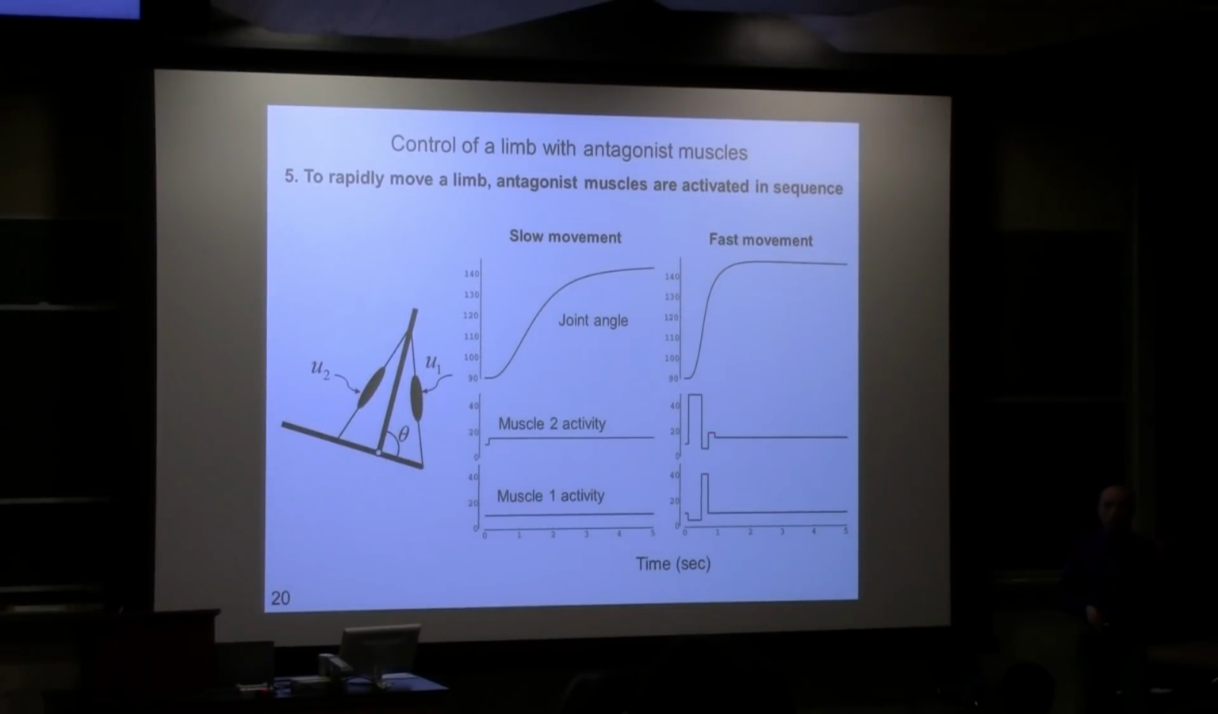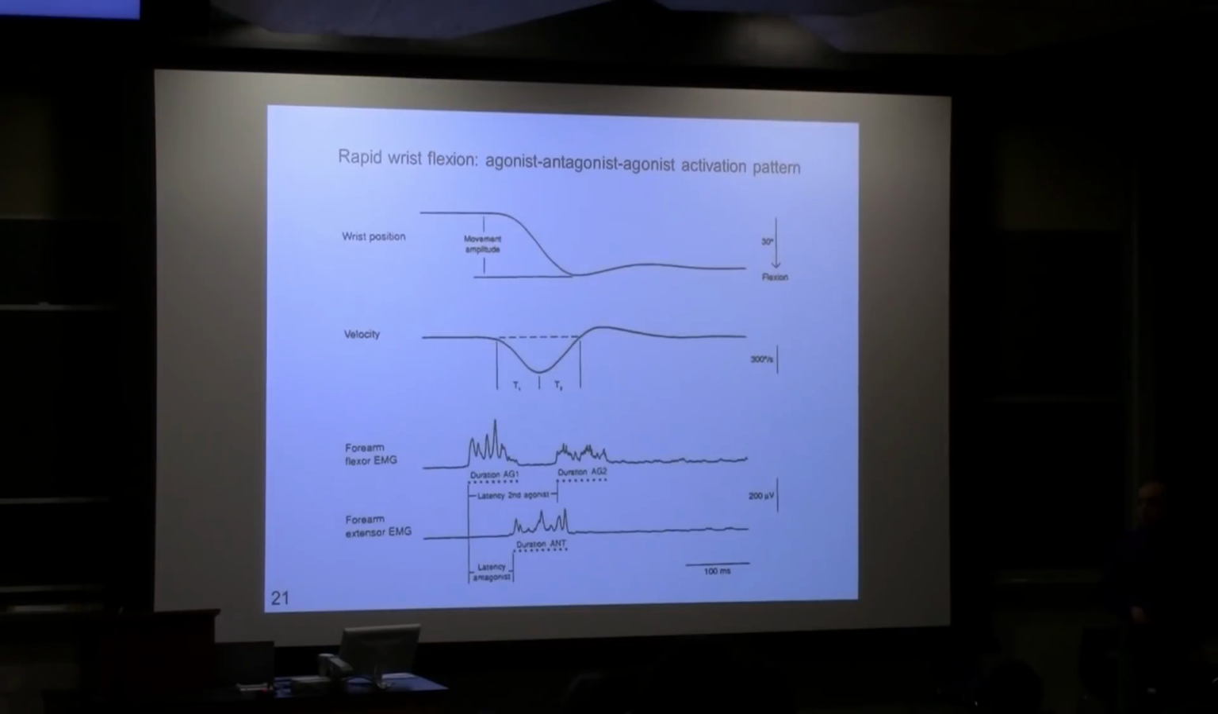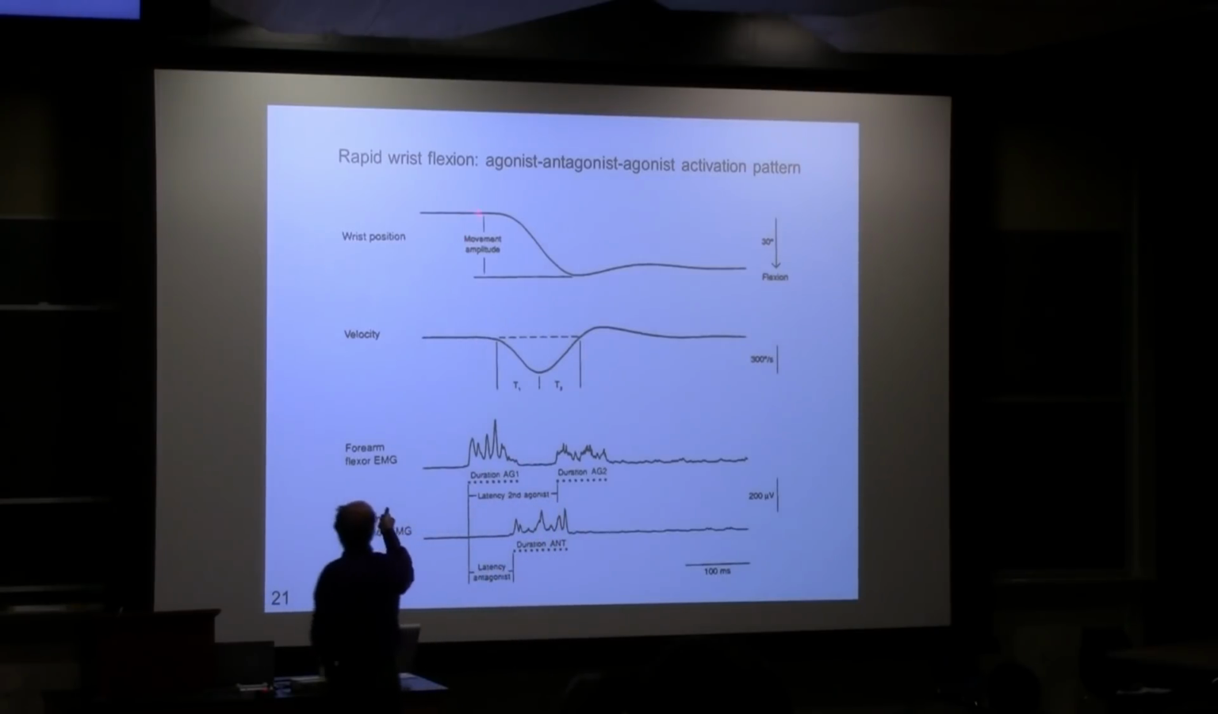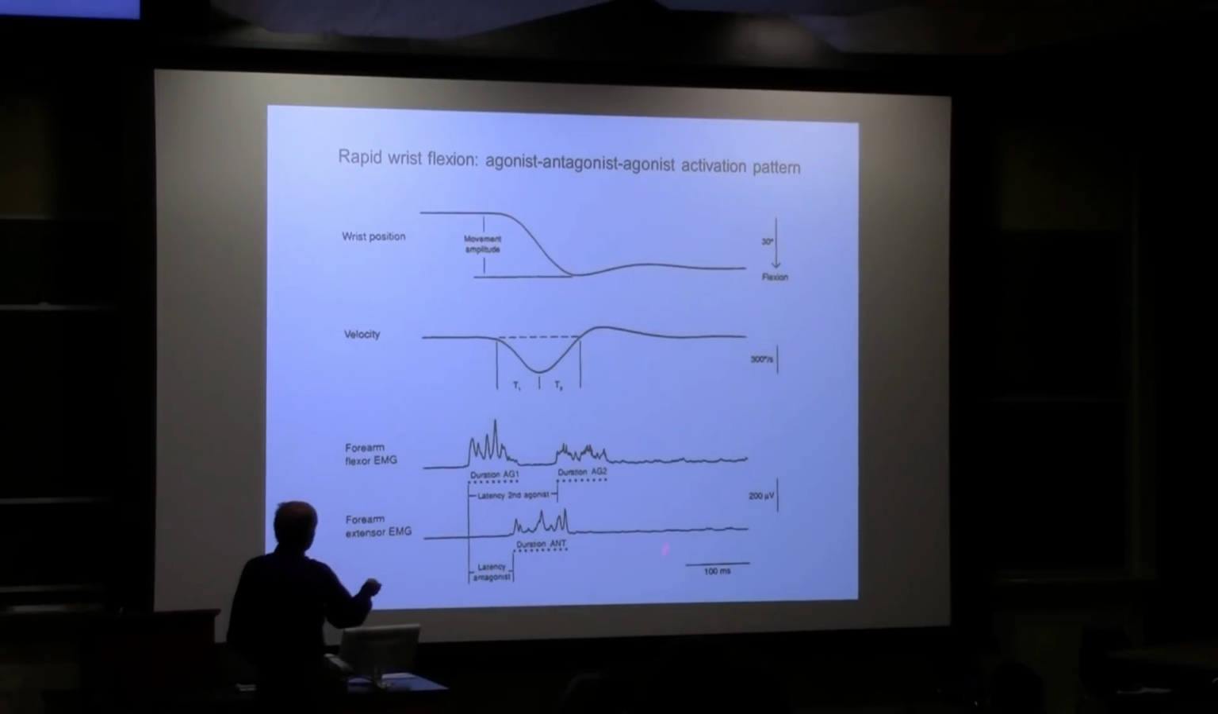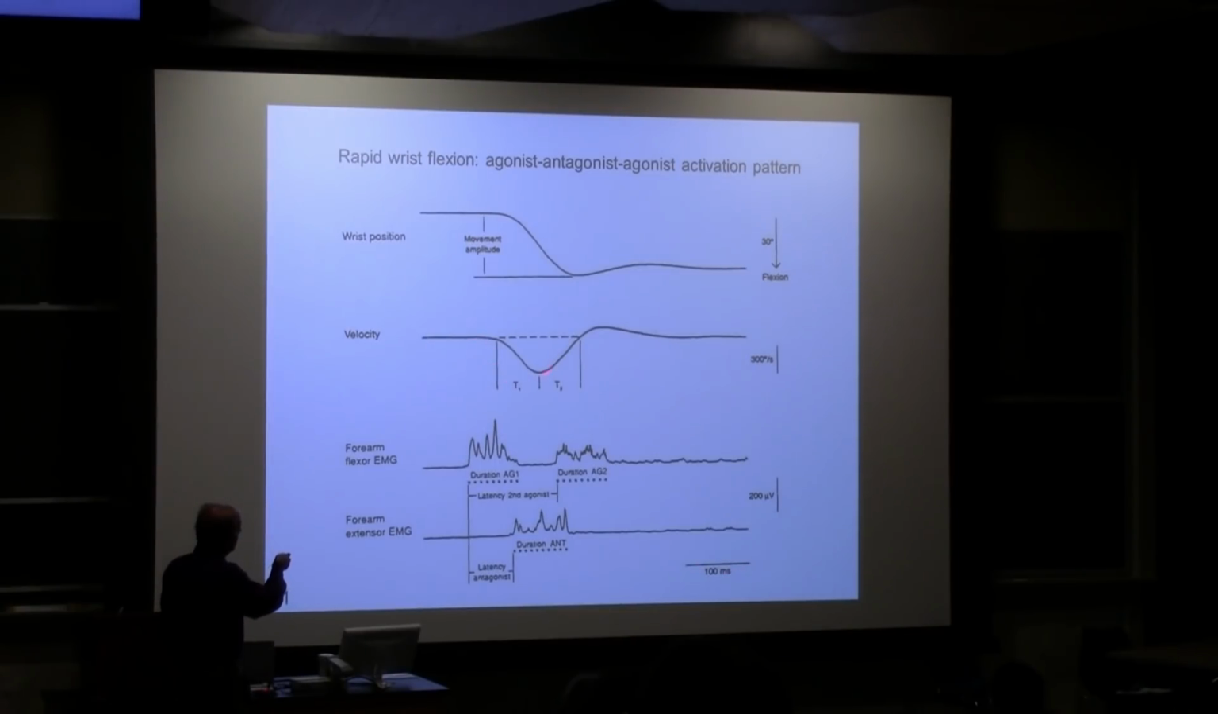It's a 3-burst of activity. Agonist, antagonist, back to agonist. This is what it looks like in real. So here's the wrist of an individual making a rapid movement. And if you look at the muscles as they're making this movement, here's the movement. Look at the time scale here, 100 milliseconds. So pretty rapid movement. This is the velocity, about 300 degrees per second.